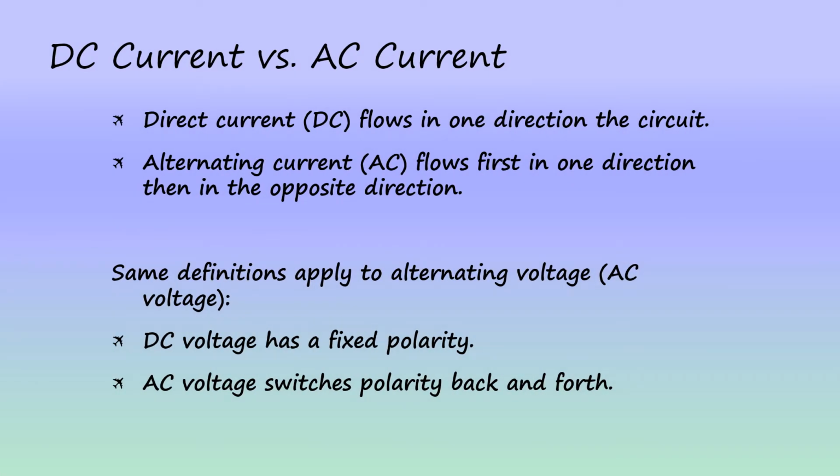To summarize the differences between direct current and alternating current, direct current flows in one direction. Alternating current, however, flows first in one direction and then in the opposite direction. Direct current voltage has a fixed polarity. Alternating current voltage, however, switches polarity back and forth.